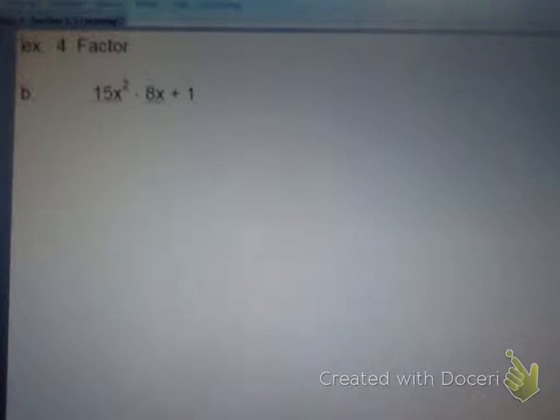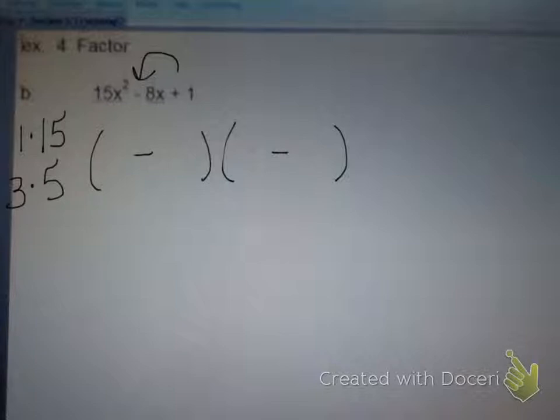Example 4b, again, look to see, can you factor out a GCF? There is no GCF. It is a trinomial. I'm going to look to see if I can factor into two binomials. The last sign is positive, so that means they're both going to be whatever the first sign is. They're both going to be negative. Factors of 15. I can use 1 and 15 or 3 and 5. Factors of 1 are 1 and 1, so I have no choice but to use 1 and 1.